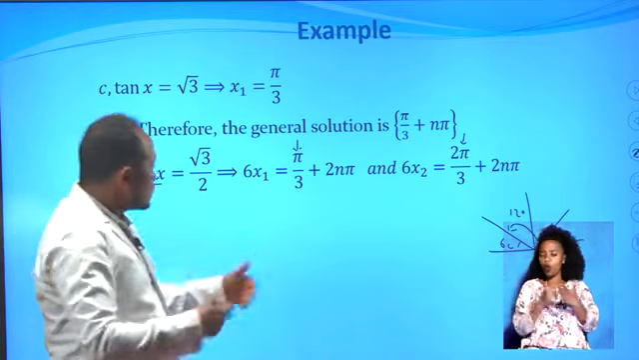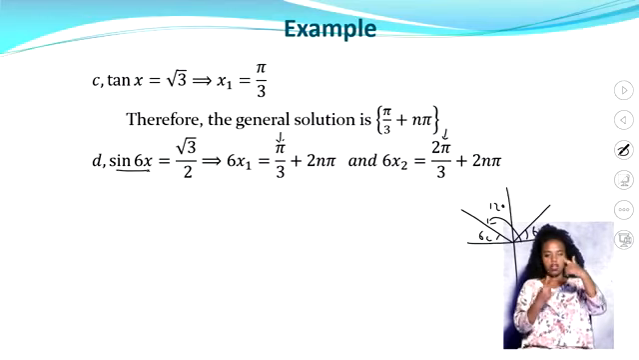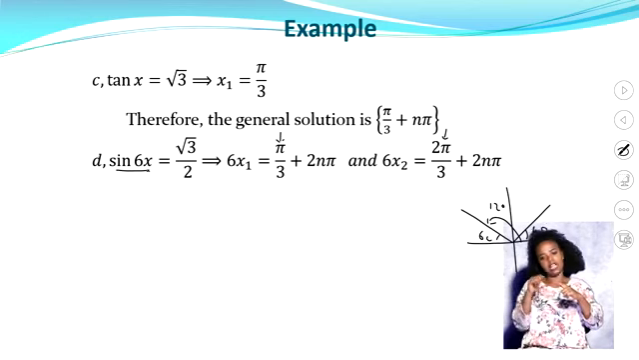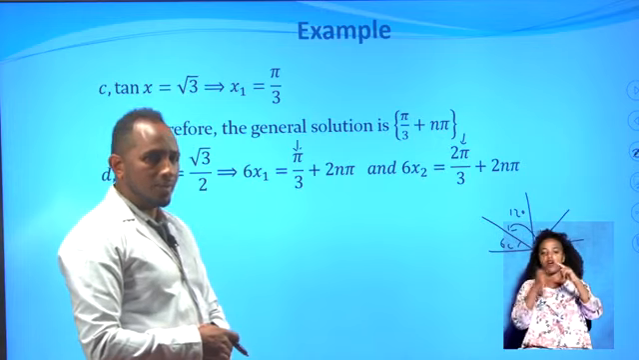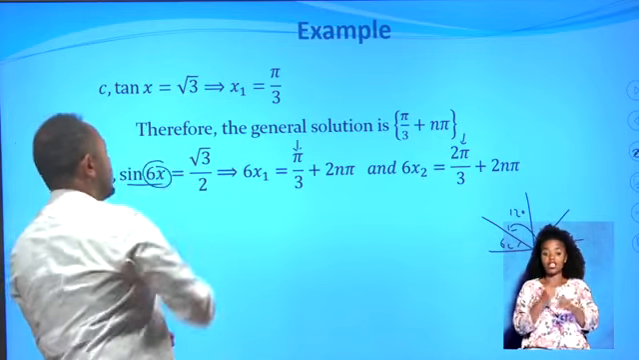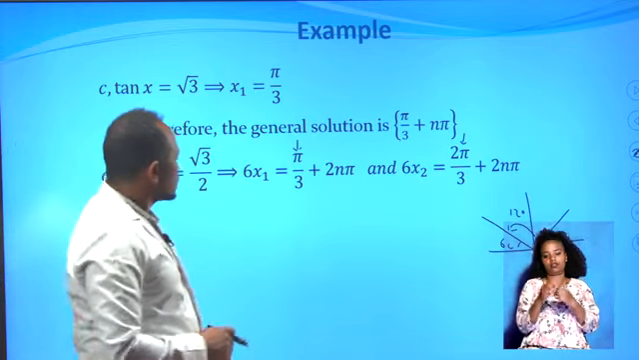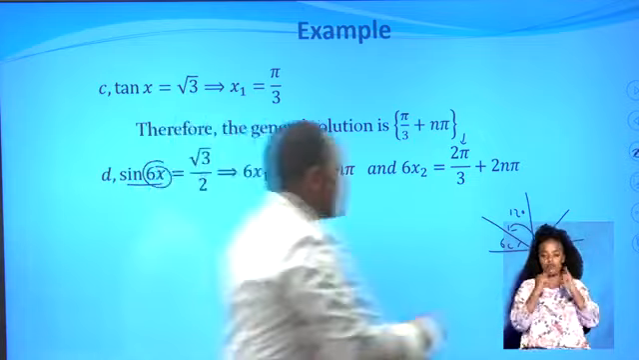So the general solution for 6x1 will be simply pi over 3 plus 2n pi, since the period is 2 pi. So you can add this. And the other will be 6x2 is equal to 2 pi over 3 plus 2n pi. Because in this case we are not solving for x, simply we are calculating for 6x. So to find the value of x, you divide by 6.